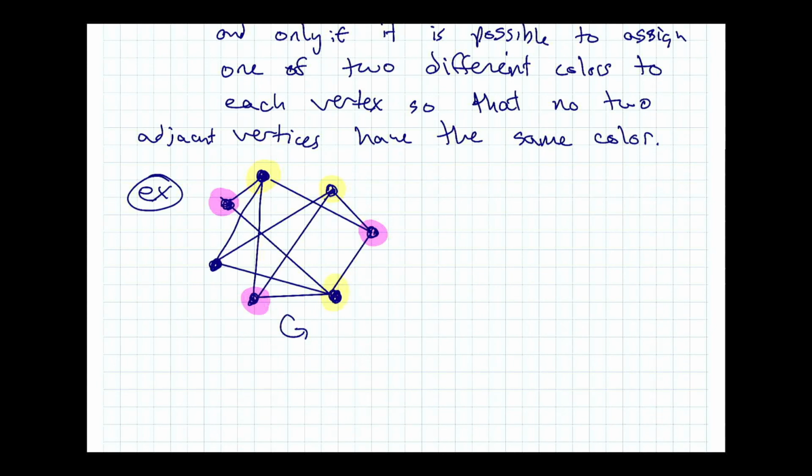Okay. And you just keep following this pattern. Let's go to one of the other pink ones. So this pink one here, this one's yellow. This one's yellow. That's it. It's only connected to those. So that's done. This one here, this one's yellow. This one's yellow. This one's yellow.